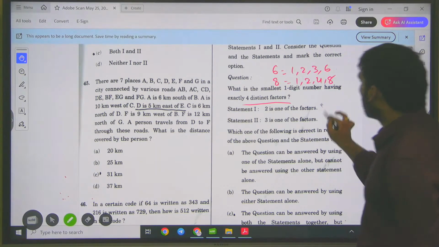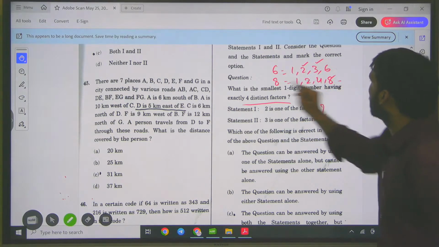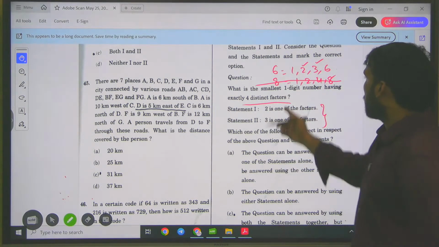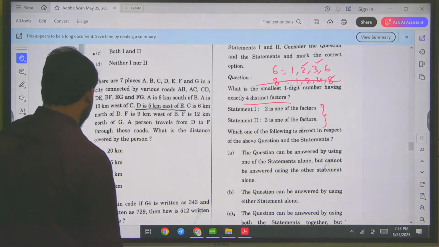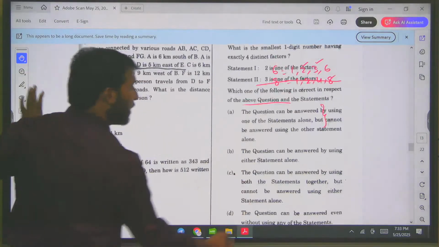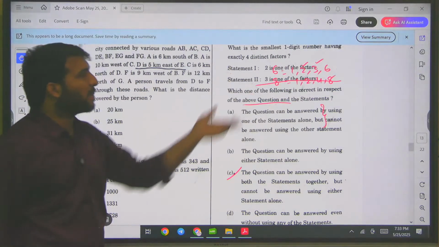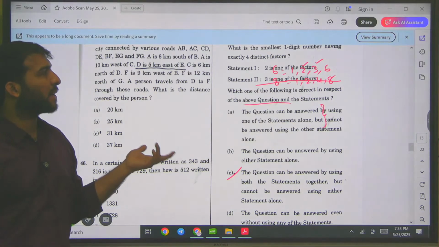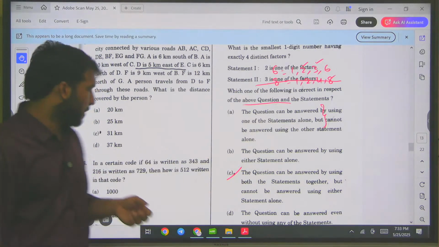But using these two statements, 2 is one of the factors, 3 is one of the factors. Nothing more is needed. So both statements are necessary to answer the question. C can be my option because both statements are necessary, right? Because 2 is a factor, 3 is also a factor. From that I can say that 6 is the number.